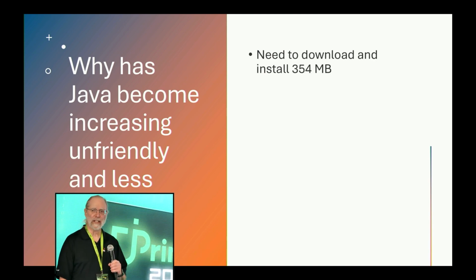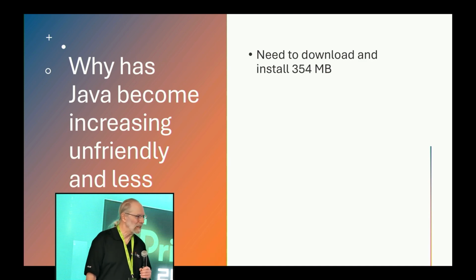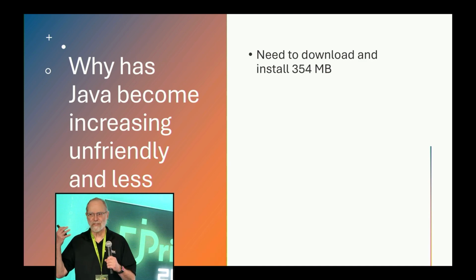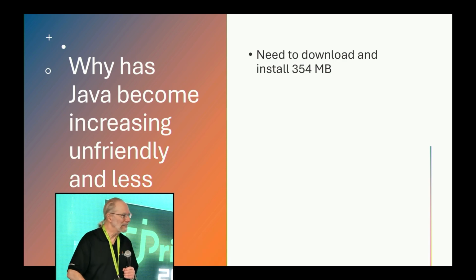First of all, I was looking at the latest download from Adoptium, and it's 354 megabytes. Now, high-speed internet and everything else, but you look at students today and they don't have a sense of going to a special website. They go to the store, right? Let me download from the store.